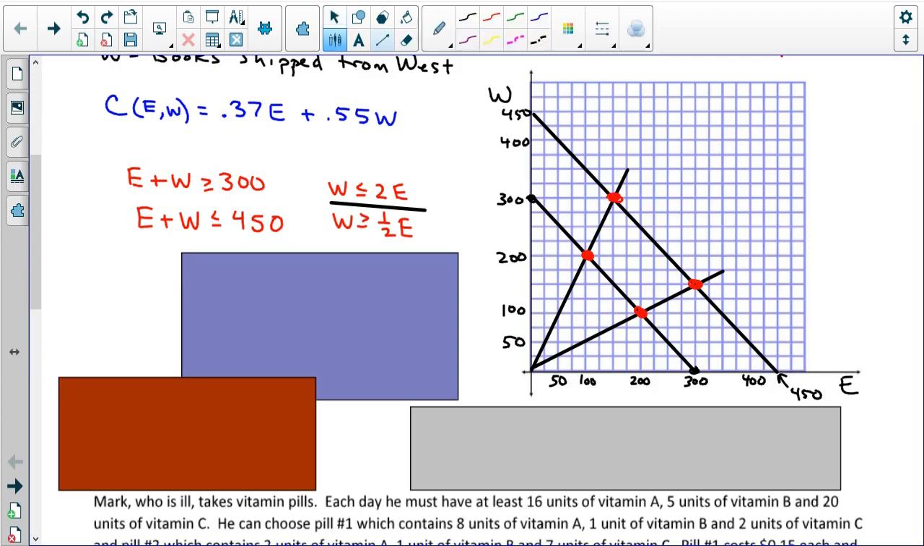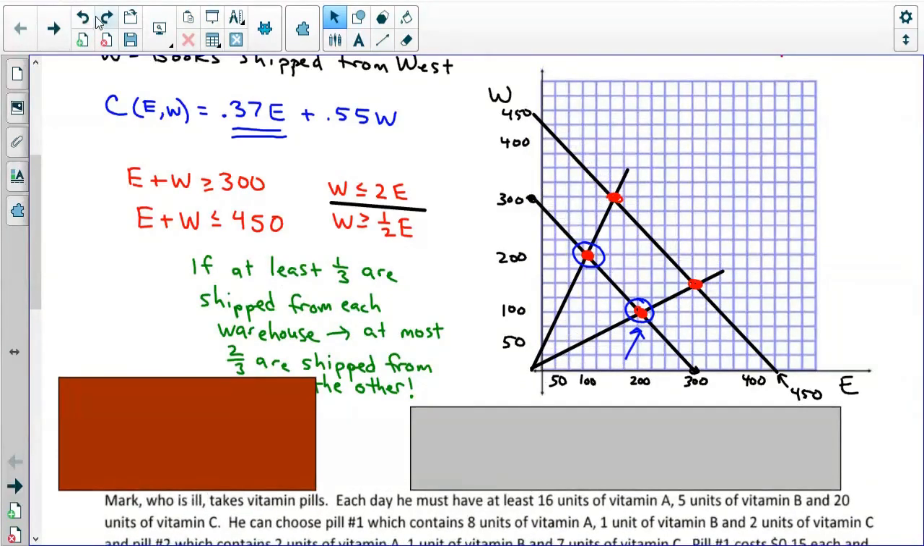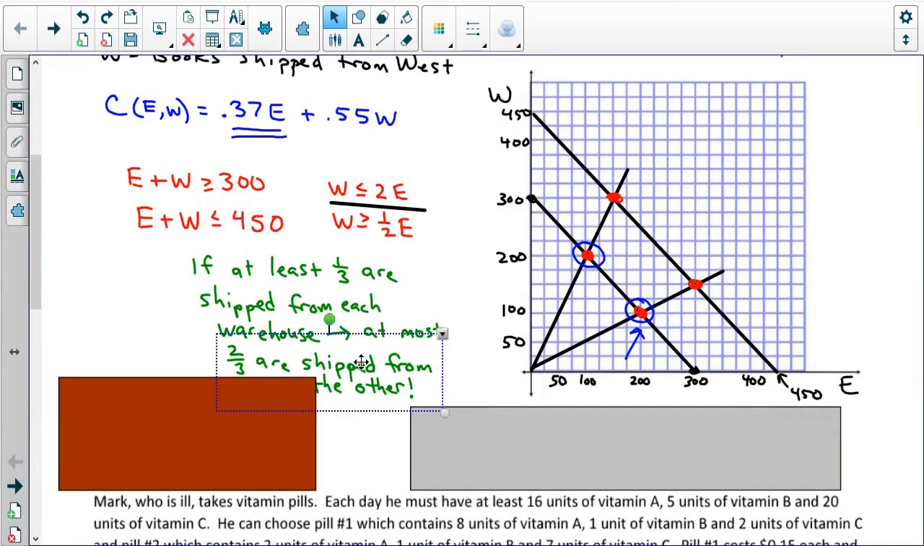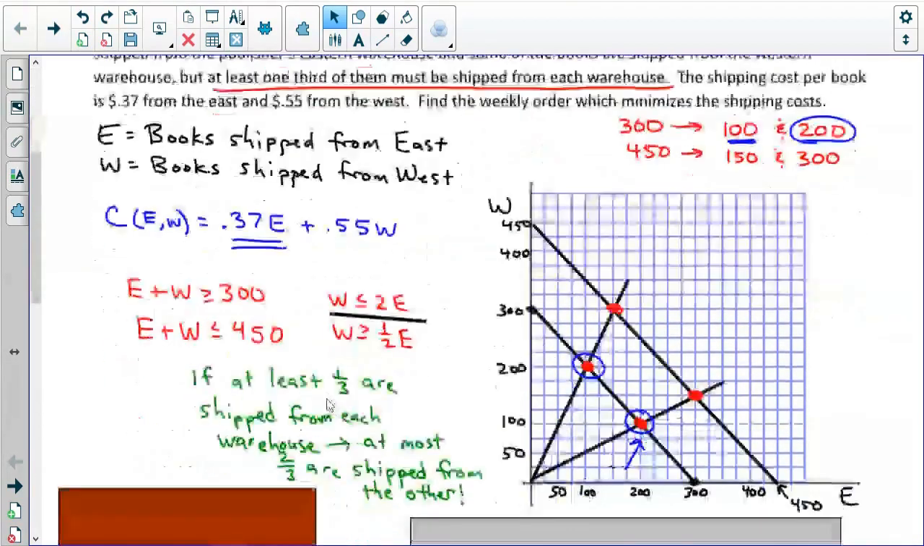If I'm doing a guess, since I'm minimizing something, I'm probably going to want one of these 2 points. And since the east gives me a smaller cost, my best guess would be the point (200, 100). But let's double check that by substituting values in. As I substitute values in, oh yeah, I forgot that if at least 1/3 are shipped from each warehouse, at most 2/3 are shipped from the other. Oh no, don't move. Please don't do that. And that was something that I kind of talked about with this up here.